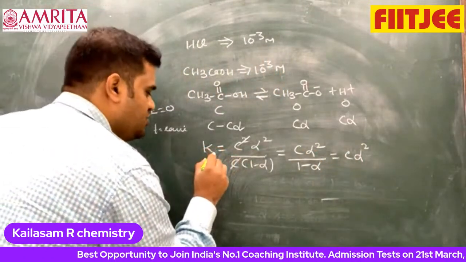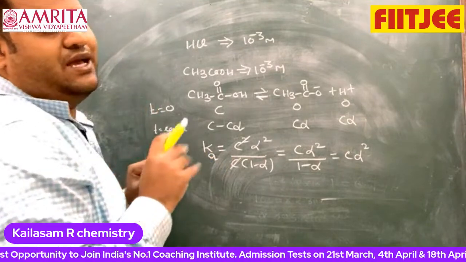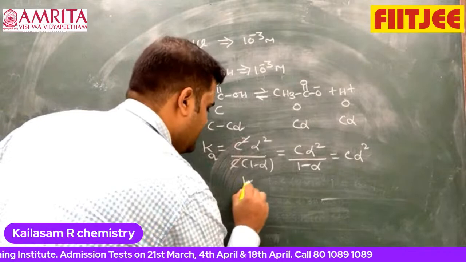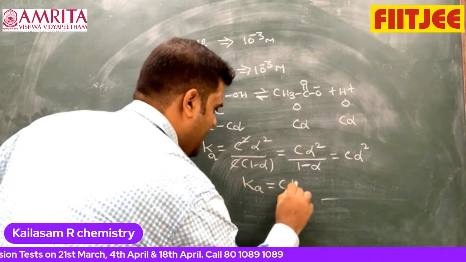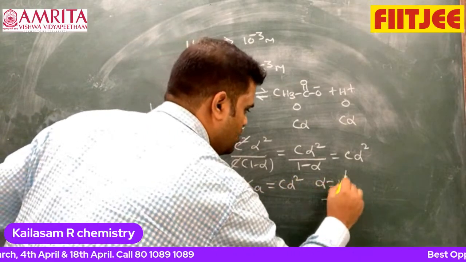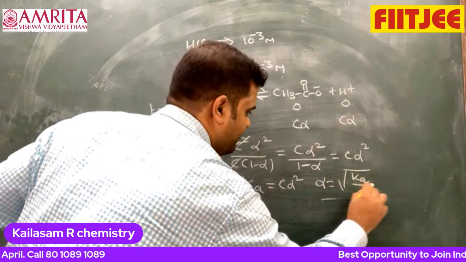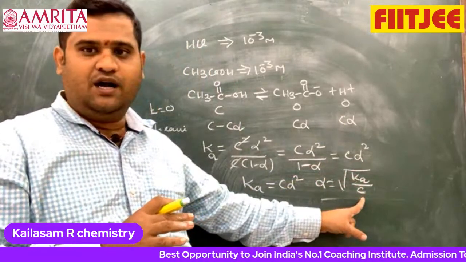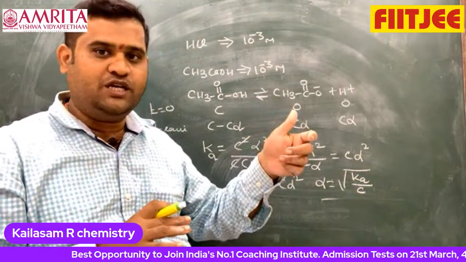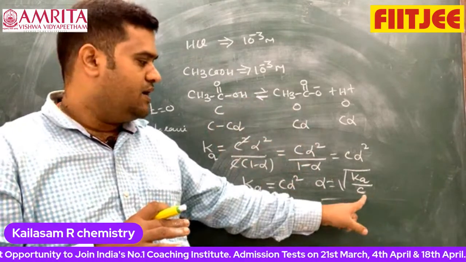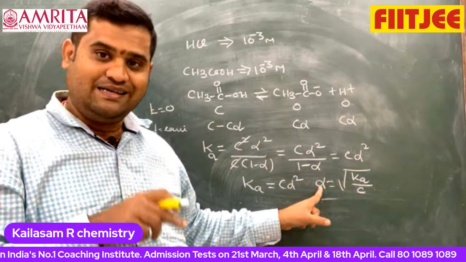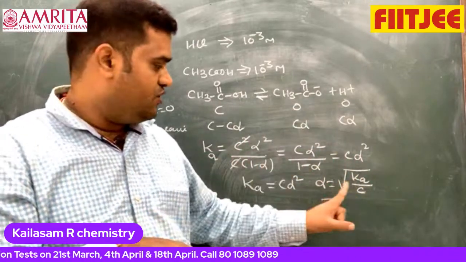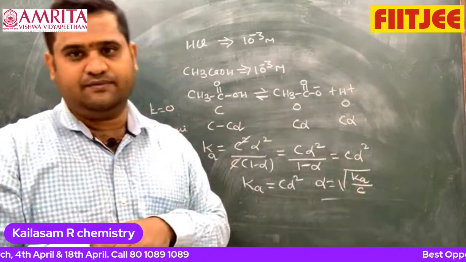Here K, I am making Ka. Please keep it in your mind, this is the acid dissociation constant. Therefore, I can say that Ka is equal to C alpha squared. Therefore, alpha is equal to root of Ka by C. Now, please understand, here this is concentration. On dilution increases, what is the meaning? Concentration decreases. On dilution, alpha increases, Ka remains constant. Why? Ka is the equilibrium constant. Therefore, alpha is equal to root of Ka by C.